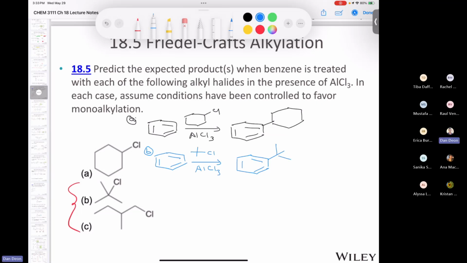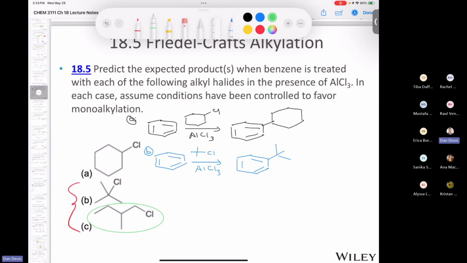So now with the last one, I'll just ask you guys, with this alkyl halide, could that undergo a rearrangement? Yes or no? Could this undergo a rearrangement? Anybody have an idea about this one? It's a primary alkyl halide. Yes, absolutely it could.